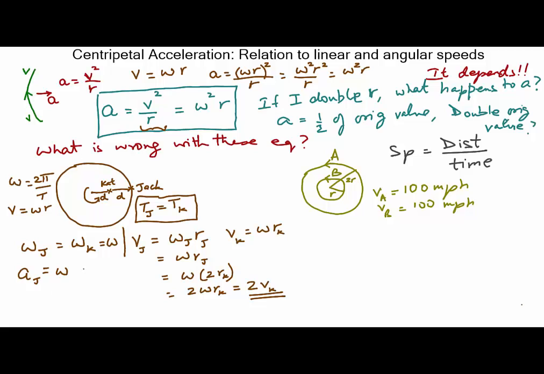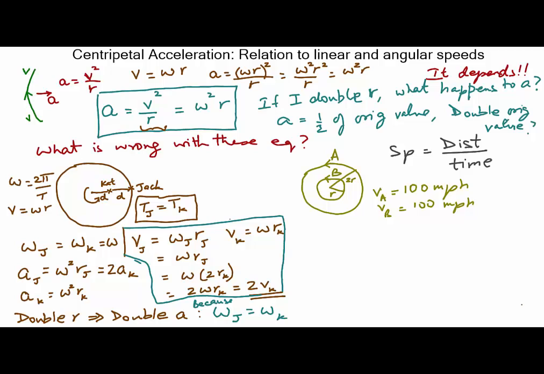So centripetal acceleration of Jack would be omega squared times Rj, and the centripetal acceleration of Kathy would be omega squared Rk. And once again, by plugging in 2Rk for Rj, I can get a relationship that this is 2 times Ak. So I've concluded that by doubling the radius, the centripetal acceleration doubles in this situation. And that was true because of this critical condition, which was omega Jack was equal to omega Kathy.